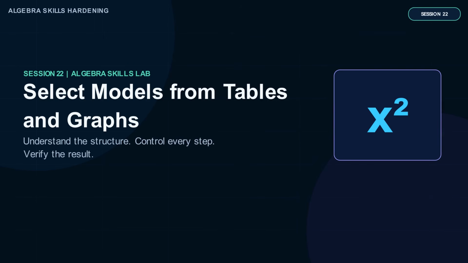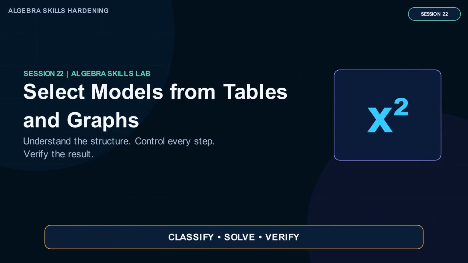Welcome to Session 22. Select models from tables and graphs. This lesson strengthens algebra that remains reliable when the numbers or representations become unfamiliar. You will learn to identify linear, quadratic, and exponential patterns from tables, to interpret model parameters and residuals in context, and to distinguish interpolation from riskier extrapolation. Treat these as connected habits.